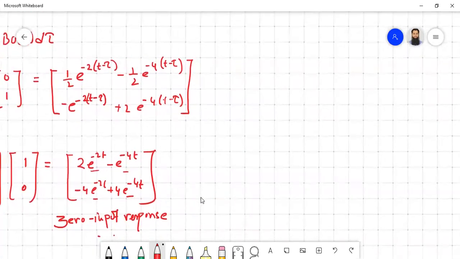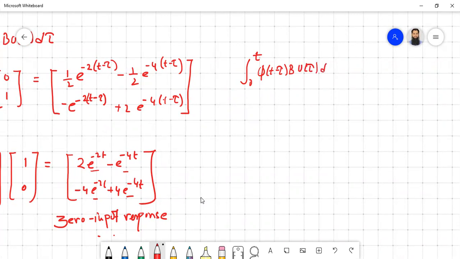So now the next thing that we should be doing is the integration from 0 to t of phi (t minus tau) into b, then u(tau) d tau. Okay, so u can easily be taken as the step response, so the magnitude will be 1, and you don't have to bother about that one. So just integrating this one will give you the solution.